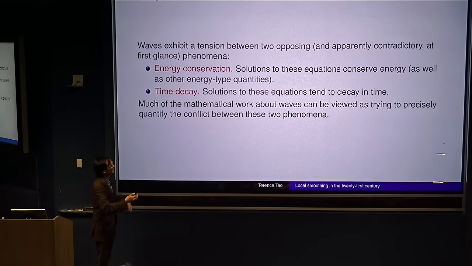And quantifying exactly how these two phenomena interplay with each other, I find that a common theme in the subject. Although when formalizing exactly what that means, you kind of lose this intuition and you just see lots and lots of math. But this, I think, is some of the basic fundamental feature of waves.